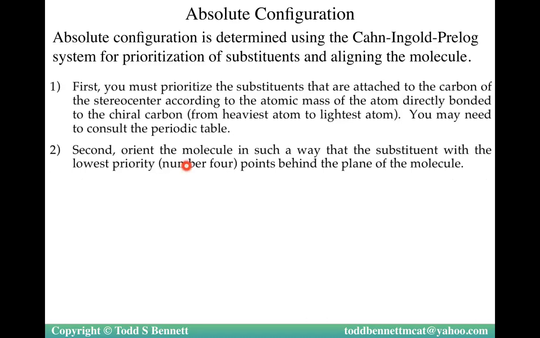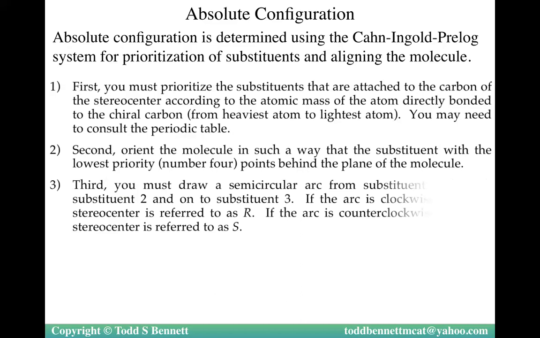You're going to orient the molecule in such a way that the lowest priority, number 4 priority, points behind the plane. So it's behind the plane of whatever we're looking at it on. So it's a substituent that points back. And then finally, with that aligned in that direction, you draw a circle, starting at substituent 1, priority number 1, and working your way around to 2, and then eventually 3.